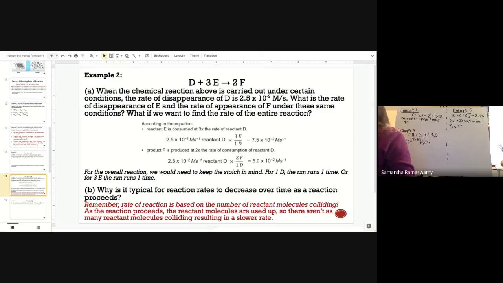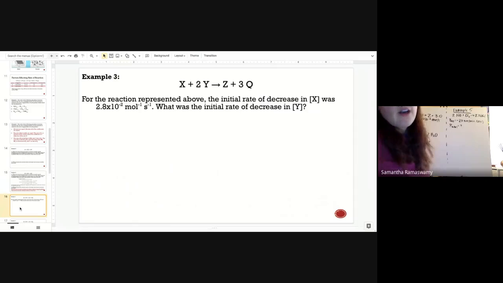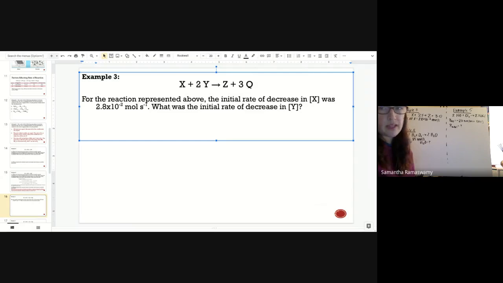Okay. So for example 3. Example 3 says, for the reaction represented above, the initial rate of decrease in X is 2.8 times 10 to the negative second moles per second. We're going to change this to moles per second. What was the initial rate of decrease in Y? All right, so the rate of X is 2.8 times 10 to the negative second moles per second. What is the initial rate of decrease in Y?